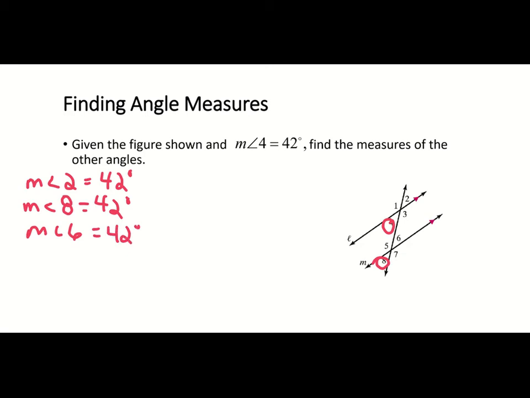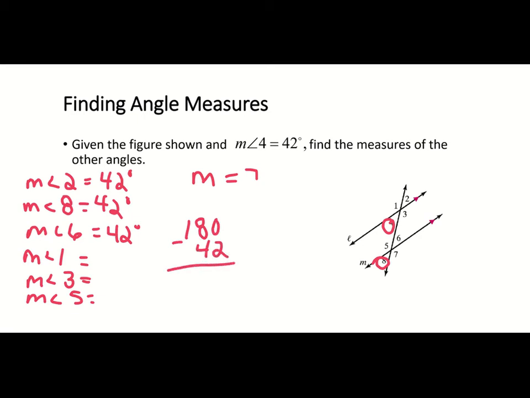And now we've got to find the angles: the measure of angle 1, the measure of angle 3, the measure of angle 5, and the measure of angle 7, our leftovers. Now I do know that 4 and 3 form a linear pair, which means they add up to 180. So if I do 180 minus 42, that means the measure of angle 3 is 138.